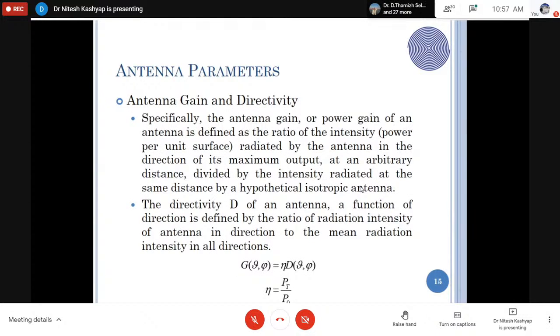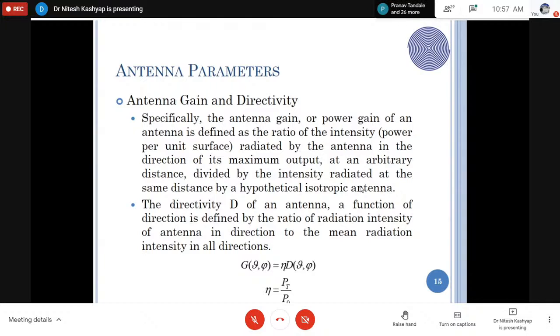So now here the gain and directivity. Especially the antenna gain, or power gain, of an antenna is defined as the ratio of the intensity radiated by the antenna in the direction of its maximum output at an arbitrary distance, divided by the intensity radiated at the same distance by a hypothetical isotropic antenna. This is one definition.